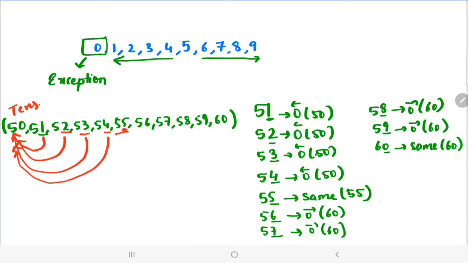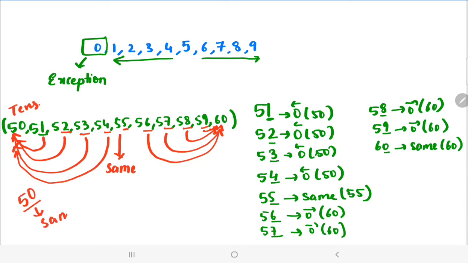Now, if you have 5 in the units place, here I have 5 in the units place. Units place means ones place. It will be the same. If you have 6, you will round it off to the next, that is 60. If you have 7, you will round it off to 60. If you have 8, you will do it for 60. 9, then also 60.